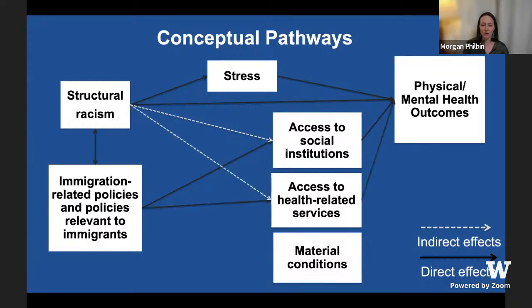Another pathway was through access to health-related services. So for example, health insurance policies. And then the final pathway that we identified was through access to material conditions, such as labor force participation, through policies like E-Verify and overtime pay for agricultural workers. So then these conceptual pathways provided a roadmap for us to follow when conducting the subsequent empirical research.